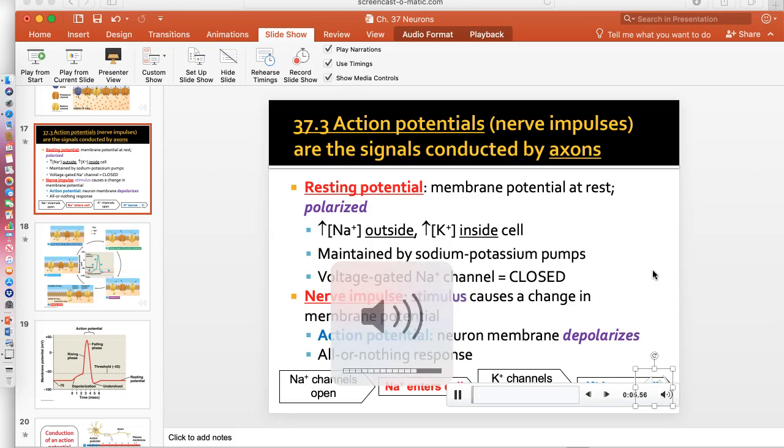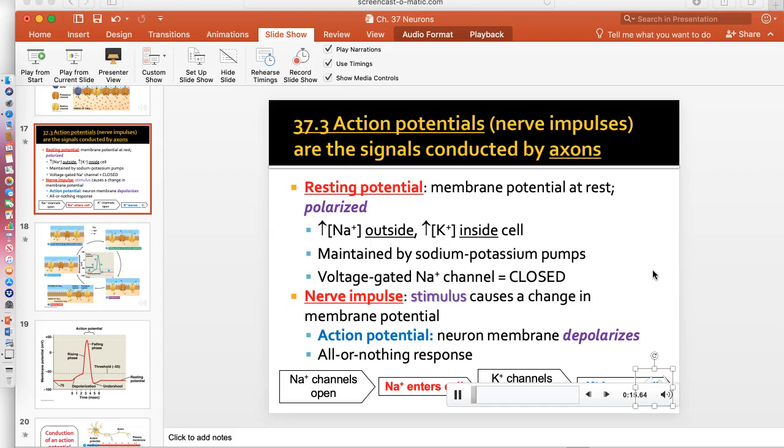This has to do with the details about action potentials, which are nerve impulses, which cause nerve impulses, I should say. And those are the actual signals that are conducted by the axons in those neuron cells. So first, a little bit more detail about what membrane or resting potential is, and they're the same thing. It's when you have the cell or the membrane being polarized.